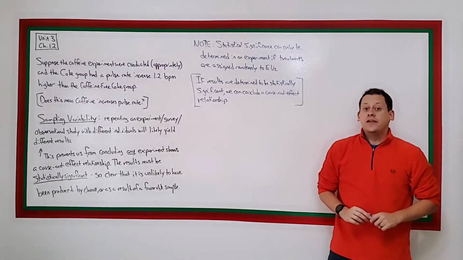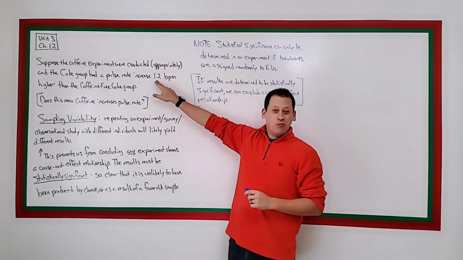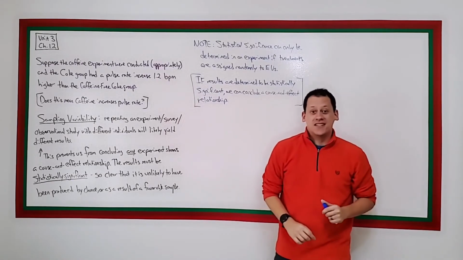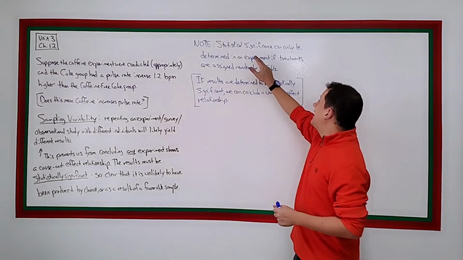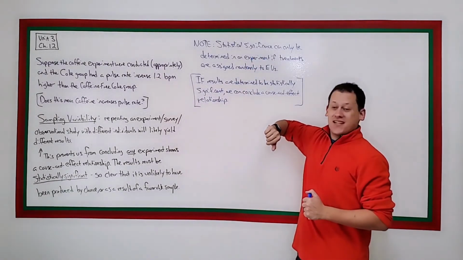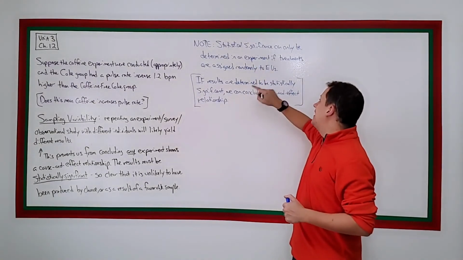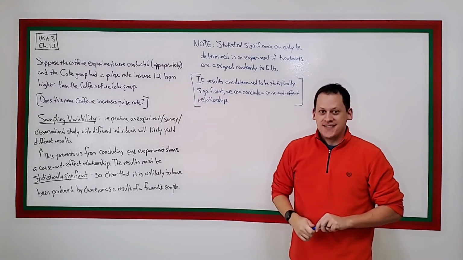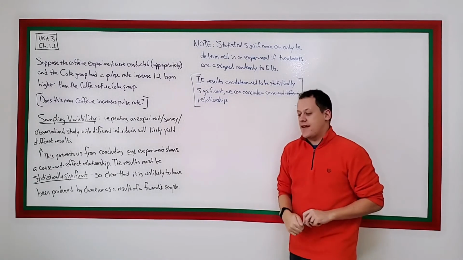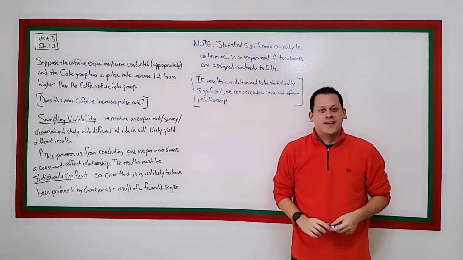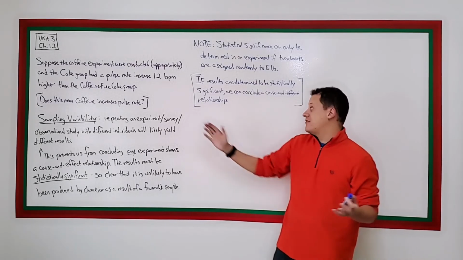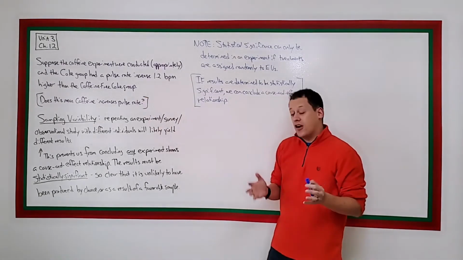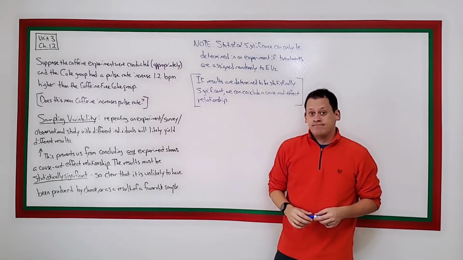I want to make it clear that you could have a giant number here, and the results could still not be statistically significant, because you can only determine statistical significance in an experiment if the treatments are assigned randomly to the experimental units. So if you skip that step and you just say, just pick what drink you want, no matter how large of a difference in pulse rates you see between the groups, you would not be able to conclude a cause and effect relationship.